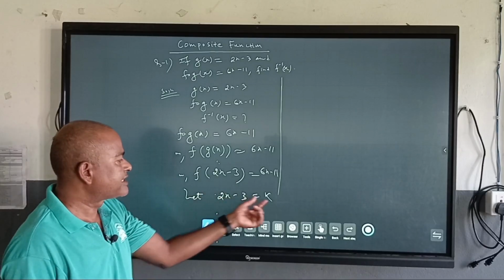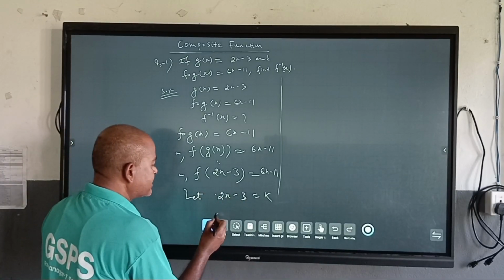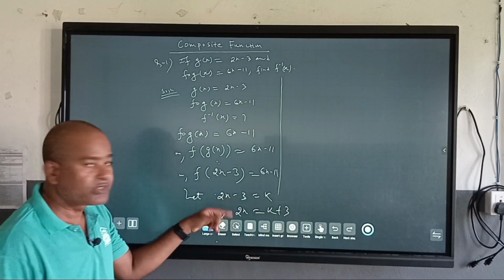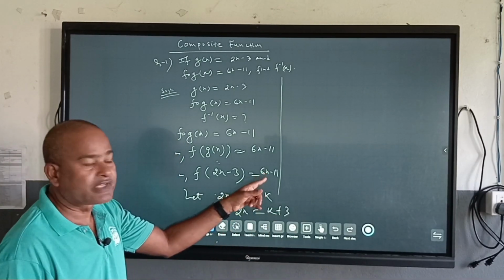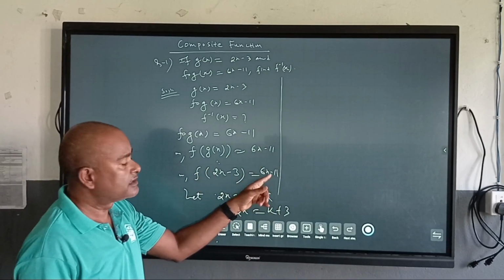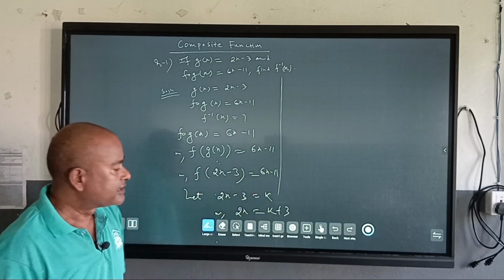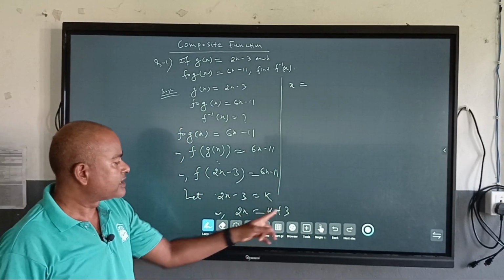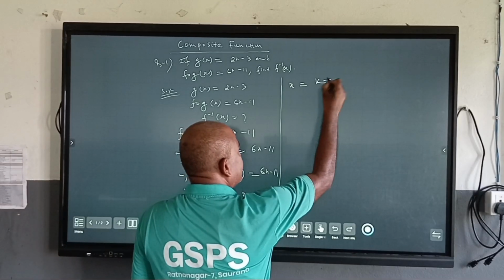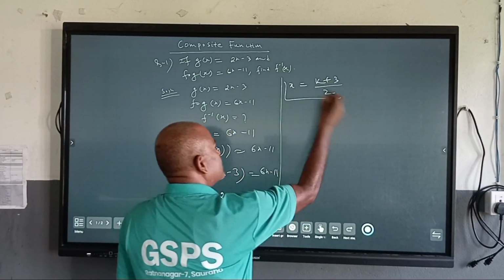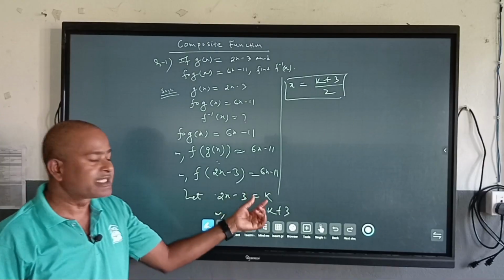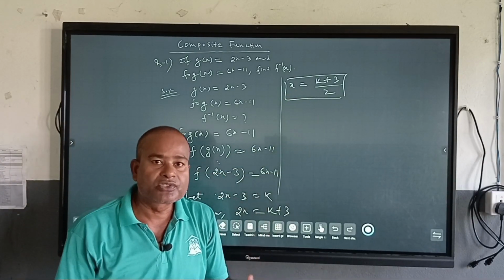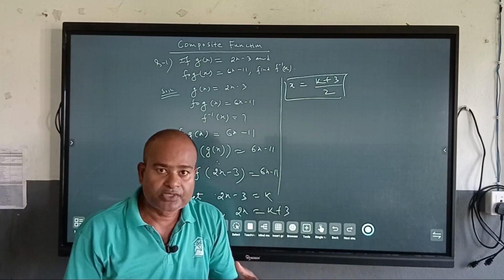So supposing 2x minus 3 as k, then by solving this we get 2x is equal to k plus 3. So we are going to find the value of x, so that we can put the value of x on both sides, on the left hand side and on the right hand side. Dear students, by solving this we get the value of x equals k plus 3 divided by 2. So by supposing 2x minus 3 equals k, we have found the value of x, which is equal to k plus 3 over 2.